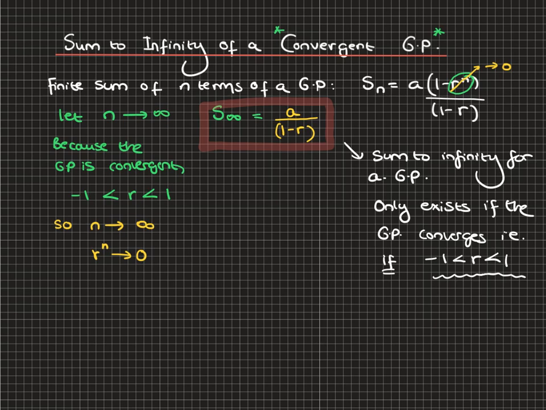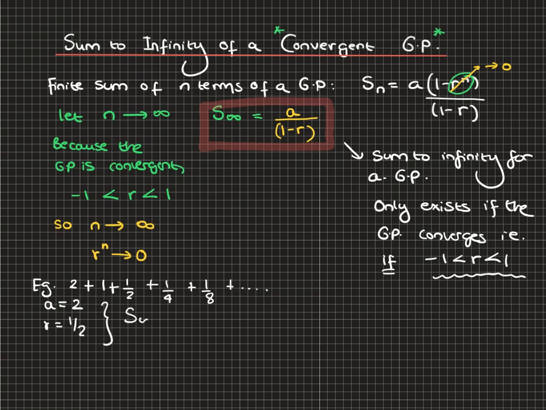So let's see whether this works with the previous example that we were looking at on the spreadsheet. Now that example started with a 2, and we then added on 1, we then added on a half, a quarter, an eighth, and so on. And this was our infinite sum. So you can see, hopefully, that a is equal to 2, r is equal to a half.